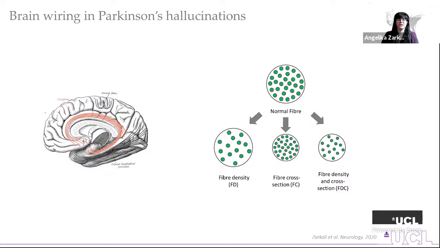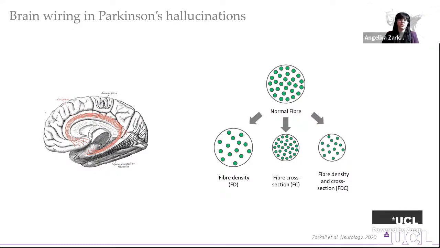So what we did is we compared these three metrics in people with Parkinson's with and without hallucinations. And 140 people participated in this study. And again, we examined them clinically in terms of the Parkinson's. We did cognitive and visual tests to make sure that people with and without hallucinations did not differ in how severe their Parkinson's was or in terms of age or cognition. And we collected data on the frequency and severity of hallucinations. And we also performed brain imaging, including diffusion weighted imaging, that allowed us to examine these three metrics in terms of white matter.